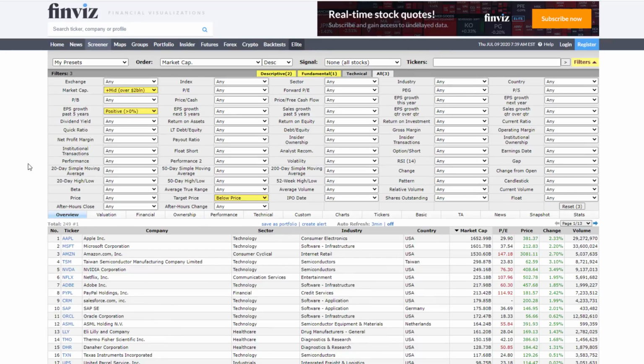So that's just a quick video on how to use this stock screener and some of the things that you can bring into your stock screener on a daily occurrence.